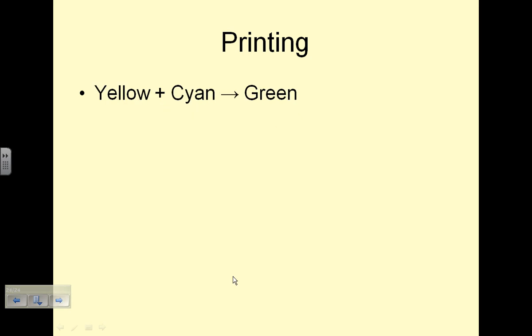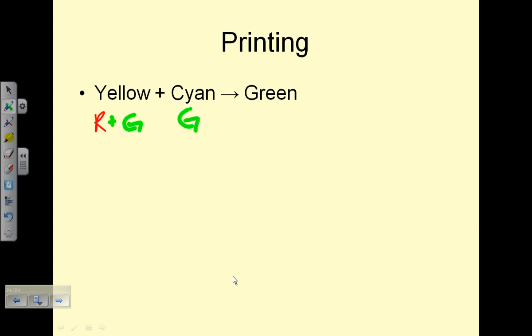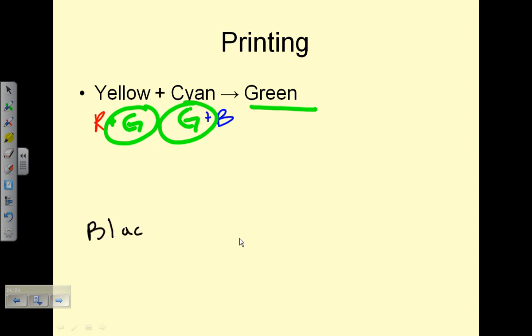Yellow and cyan. Remember, yellow is red plus green. Cyan is green plus blue. This time we have green in common, and so you're going to print the color green when you overlap cyan and yellow. Now black ink, if you look at it, has all three of the additive colors. It has cyan, it has yellow, and it has magenta.